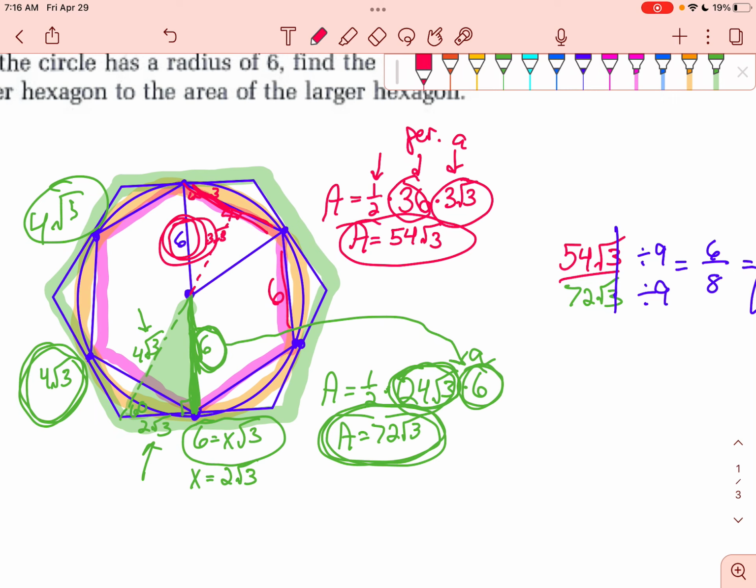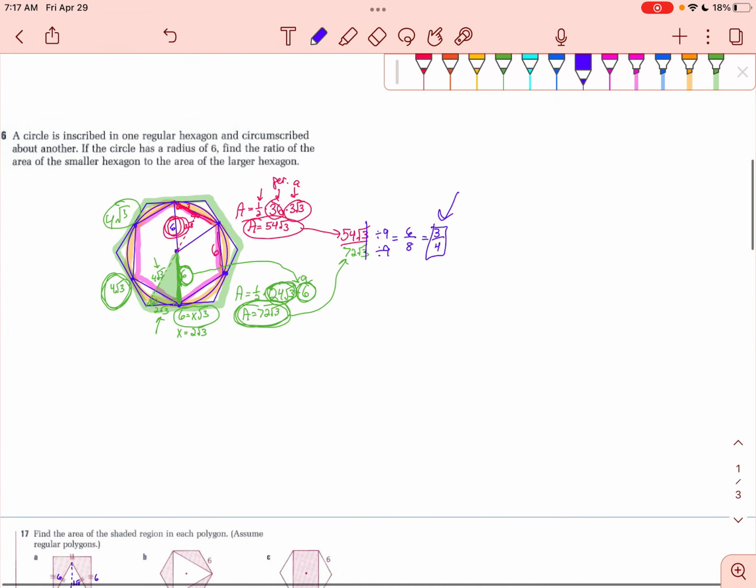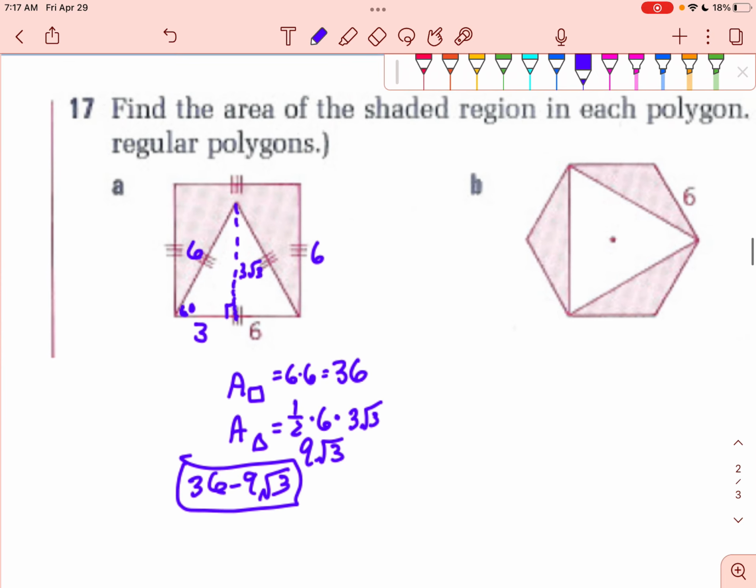Then they asked me just to find the ratio. If you see what I did, I just stacked my pink hexagon up with my green hexagon. I divided those each by 9, and I got the ratio is going to be 3 to 4. 3 to 4.